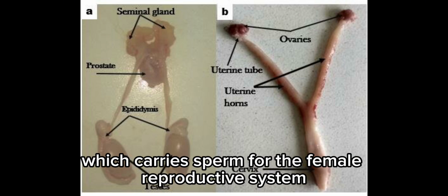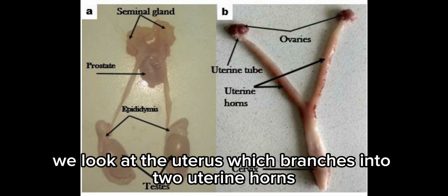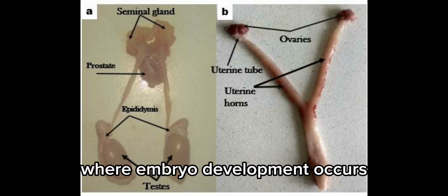For the female reproductive system, we look at the uterus, which branches into two uterine horns, where embryo development occurs.